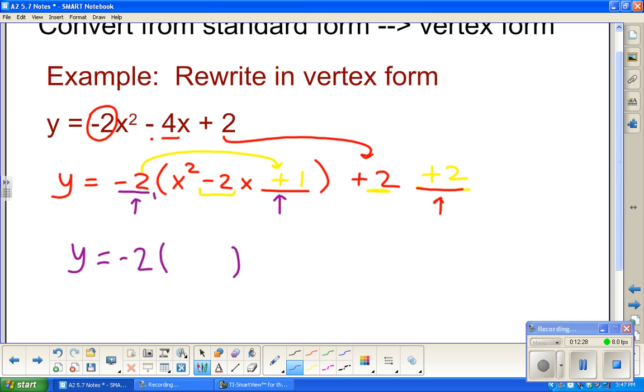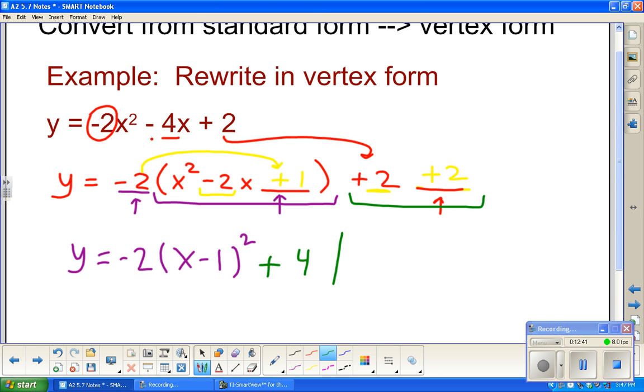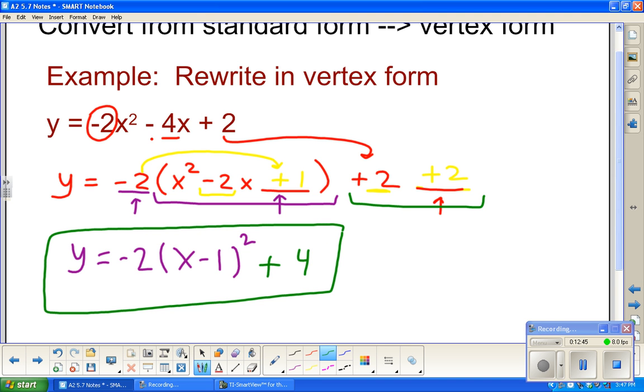Okay, the thing in parentheses will always be factored. In this case, it's x minus 1 all squared. And then combining our two constants out here, we get a plus 4. That is now vertex form. Okay, so again, a little tricky. You've got to just kind of take it slow and really watch the details on these. Okay, so that's vertex form.